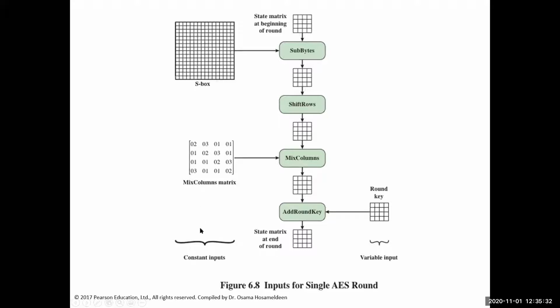These are constants, and this is variable. Constants means they are not changed. The S box is not changed actually, and the mix column matrix is also not changed. This is a fixed structure. But the round key is different because the key will be different for each input. And this is one round, the internal structure of one round.